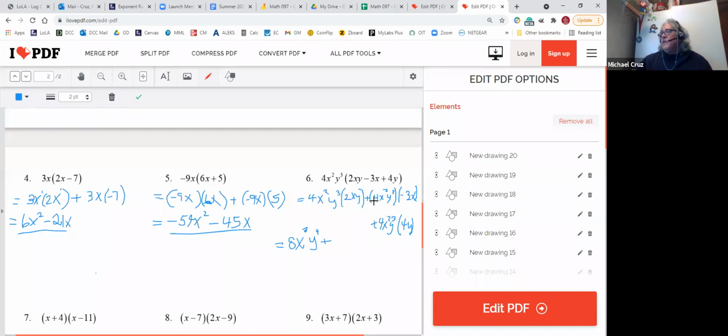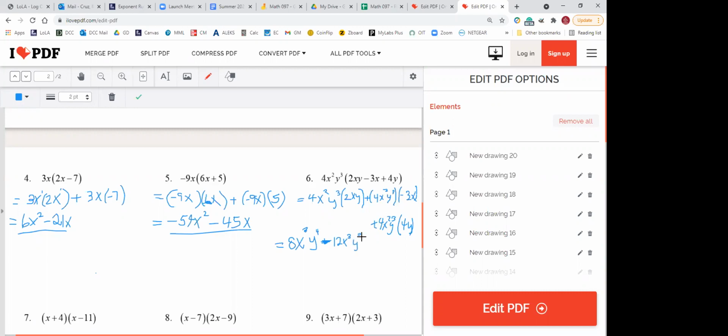And then here, it's going to be negative. Let me make that a negative sign. So positive 4 times negative 3, that's negative 12. X squared times x is x cubed, good. And then the y term does not have anything to multiply, so it just stays the same.